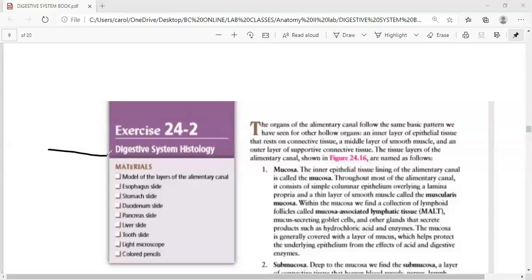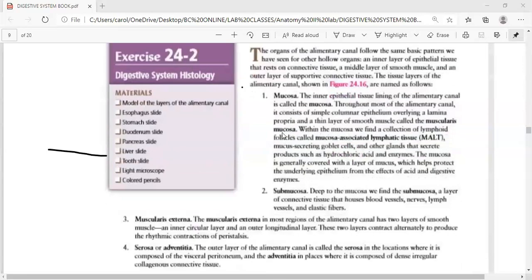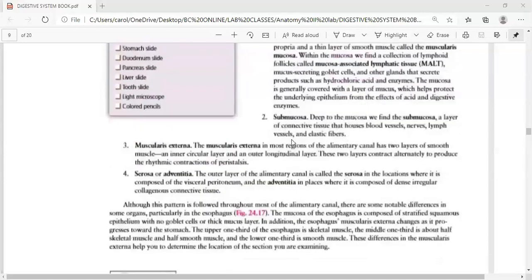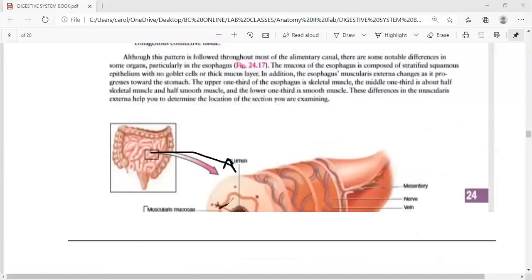Histology, these organs that we have in the digestive system, they're going to have 4 layers. They're going to be mucosa, submucosa, muscularis, and serosa, right? That's what you see right here, the 4 layers, no matter where you look, but they're going to have these 4 layers. So if we scroll down right here, you see the muscularis right there.